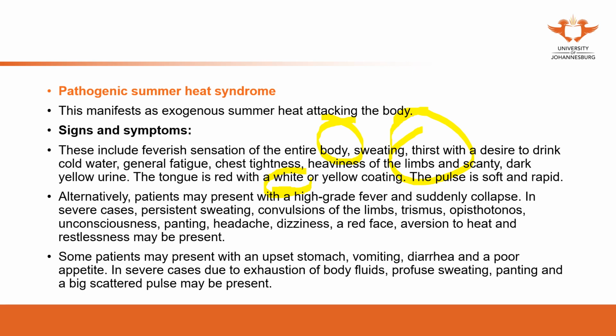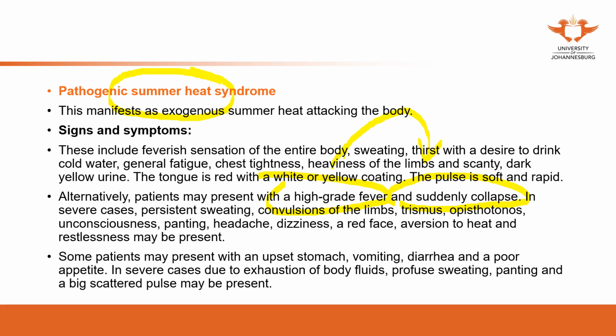The pulse is soft and rapid. The patient may present with high-grade fever and collapse, becoming unconscious. In this situation, why will the patient collapse and become unconscious? The reason is that the exogenous pathogens attack the lung, the superficial body, and then from the lung, they change directly to the heart. This is also similar to the example we talked about in the eight principles, the sunstroke. The sunstroke is from the summer heat.